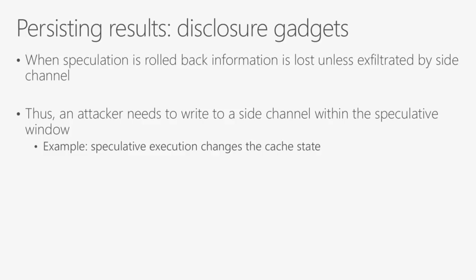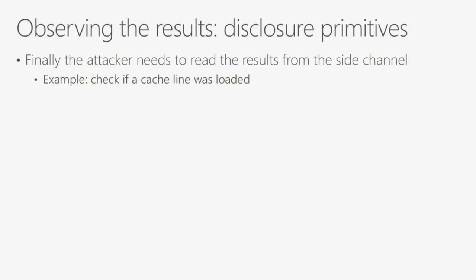So for a flush and reload primitive, what an attacker will do is they will first flush an array of cache lines. The disclosure gadget will then load one of those according to a secret. And finally, the disclosure primitive will time how long it takes to load each of those cache lines, and whichever one's faster is likely to be loaded into the cache, and from that we can infer what the secret value was during speculative execution.